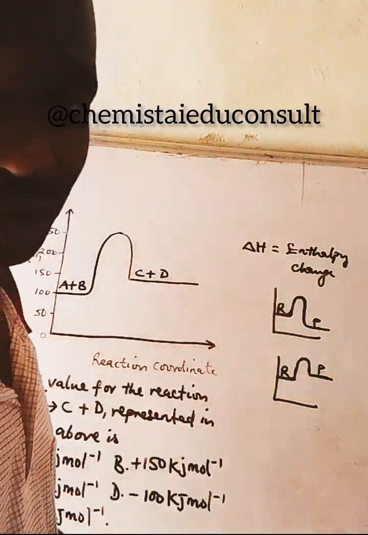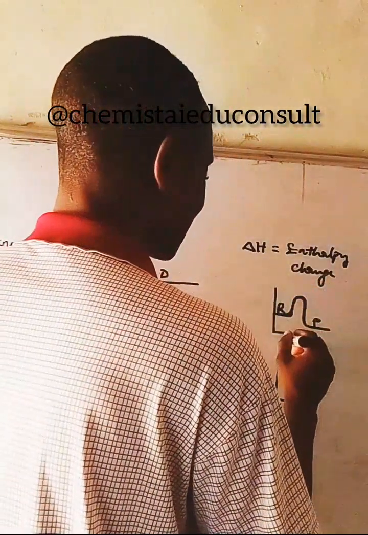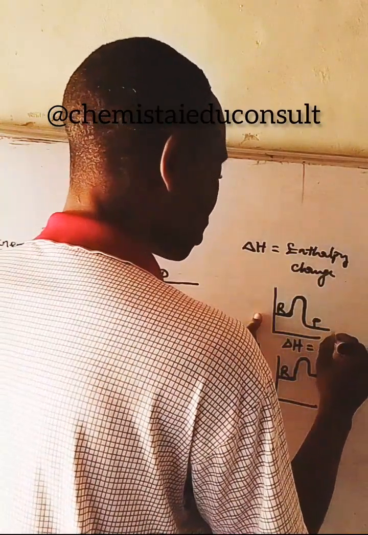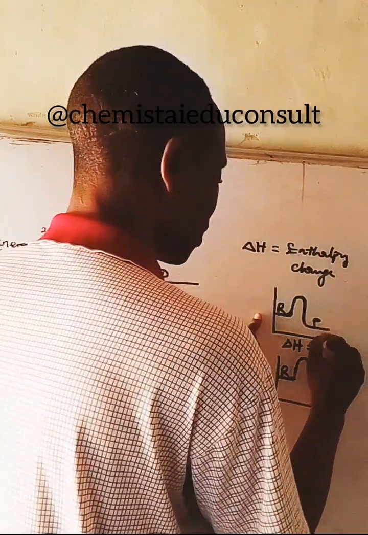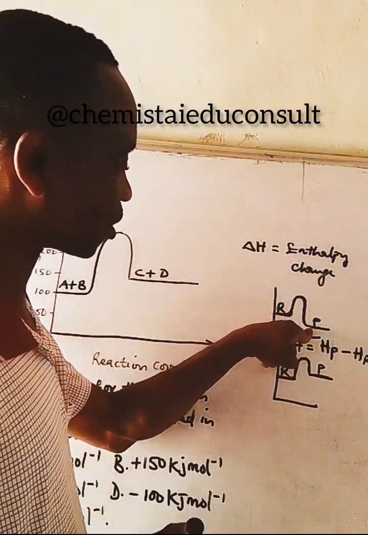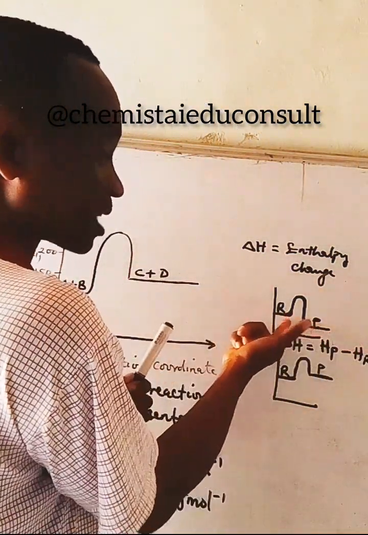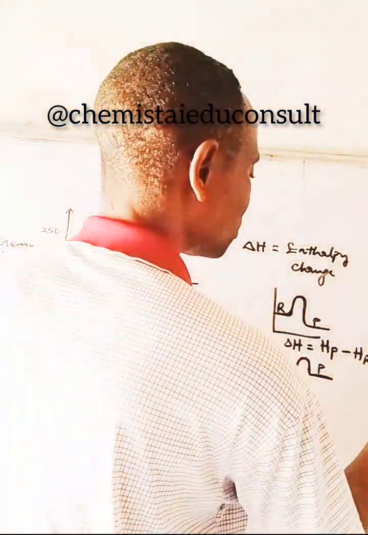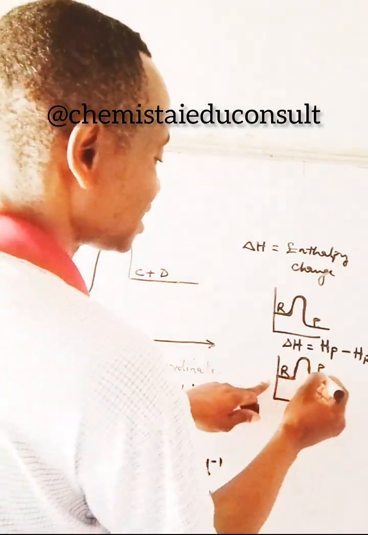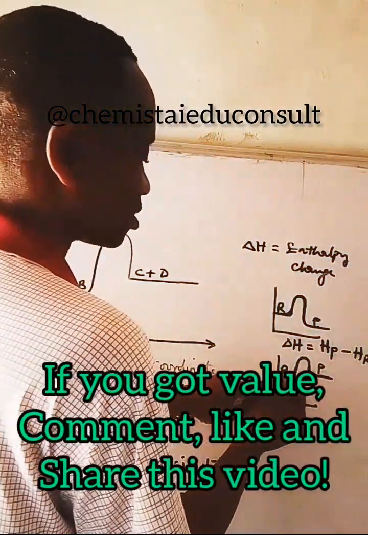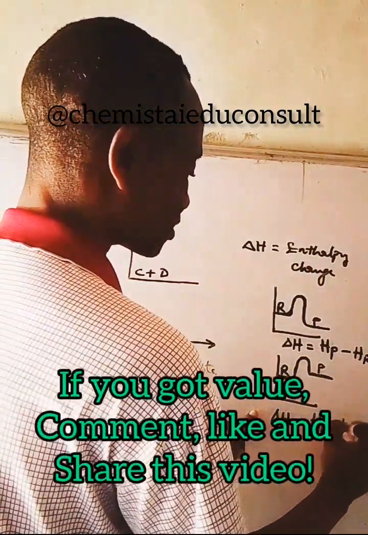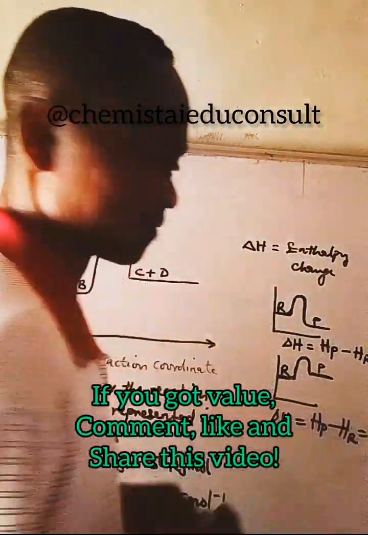What is the difference between these two? The heat change here is equal to heat of the product minus heat of the reactant. Here you will see that heat of the product is lower than heat of the reactant. Therefore, the heat change is going to be negative. Here, heat of the product is higher than the heat of the reactants. Therefore, the enthalpy change, HP minus HR, is going to be positive.